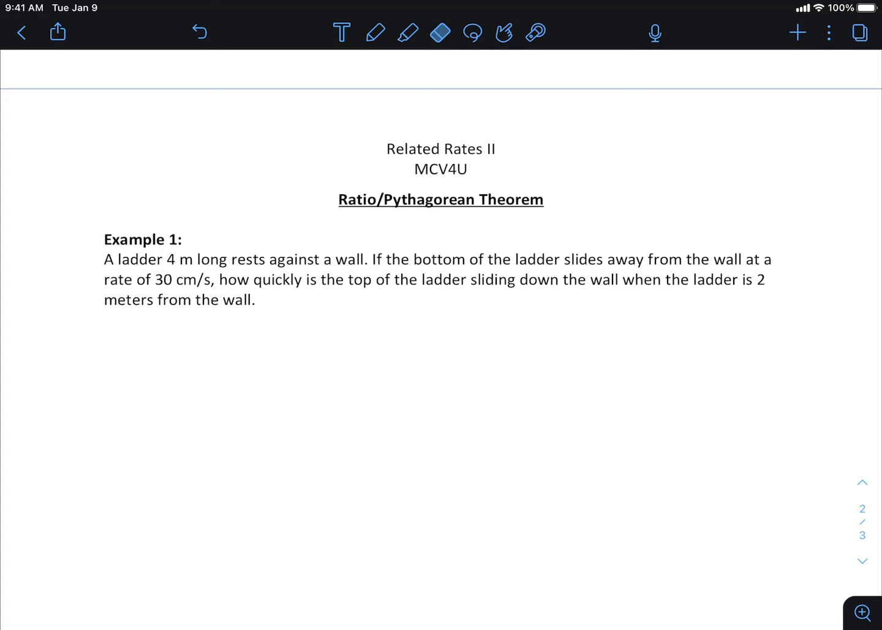Okay, guys, so this afternoon is going to be the second part of this afternoon's lesson. We're going to take a look at ratios and Pythagorean theorem questions.